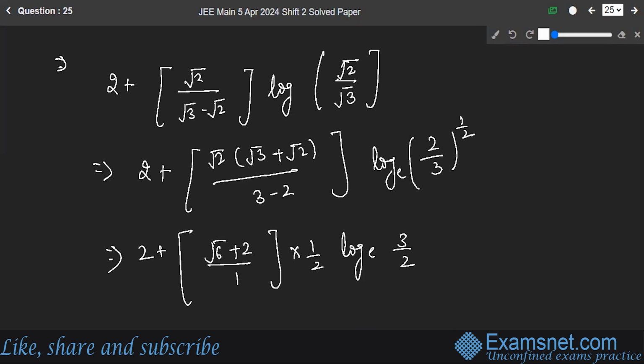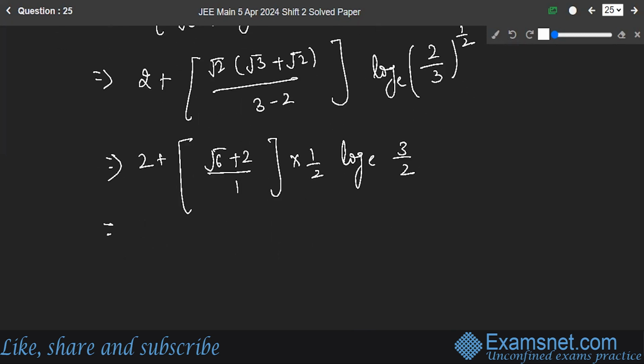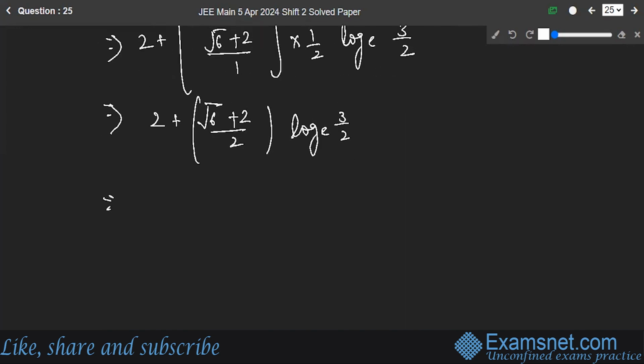This is natural log only. So this is 2 plus root 6 by 2 plus 2 by 2 log e 3 by 2. This is 2 plus, this will be root 3 by 2, right? Yes. So this can be written like this, and plus 1 log e 3 by 2.